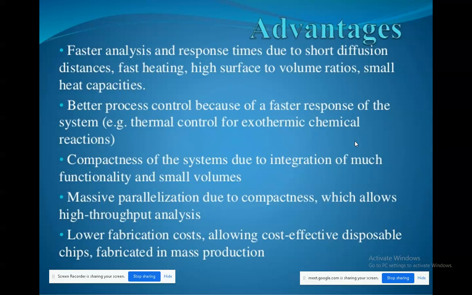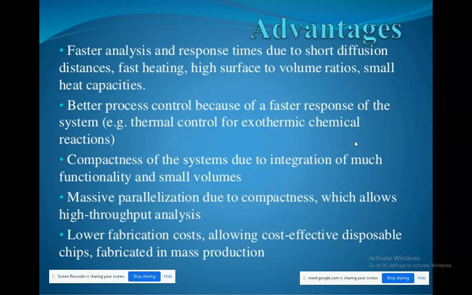Okay, and then massive parallelization due to compactness, which allows high throughput analysis. So throughput will be very high in the analysis process because of the faster analysis and response time. You will be getting good compactness. Okay, that means you will be doing more functions simultaneously. Okay, lower fabrication cost, so fabrication cost is also very low. And then allowing cost effective disposable chips.